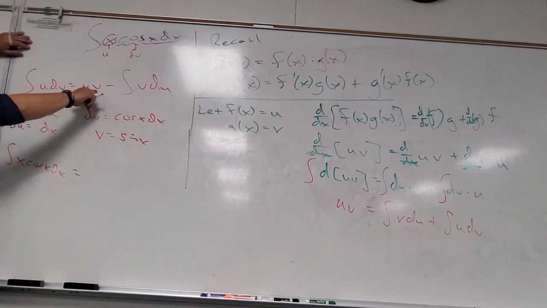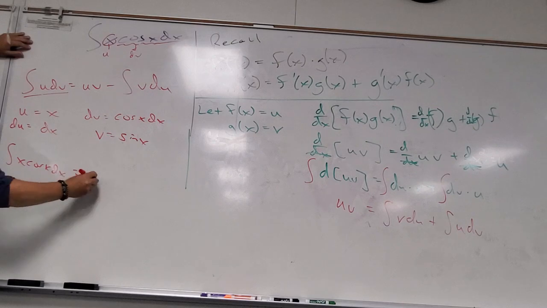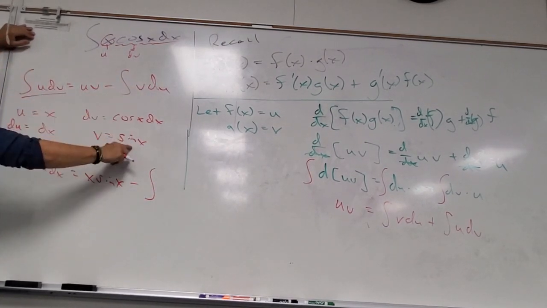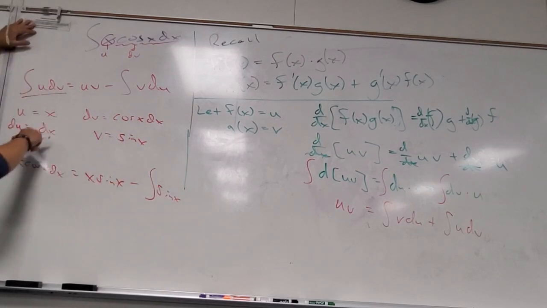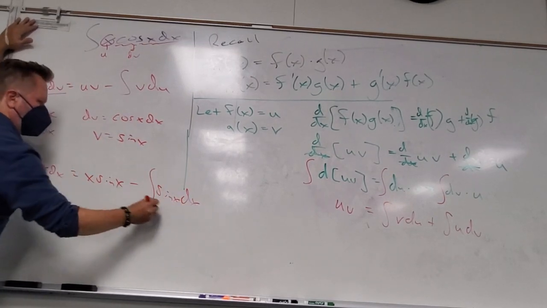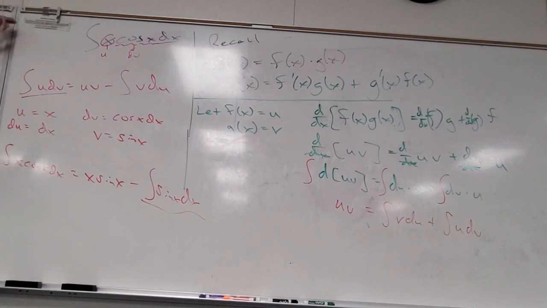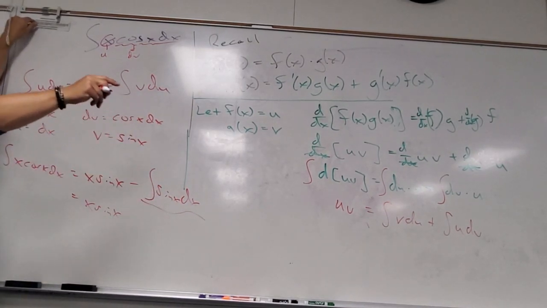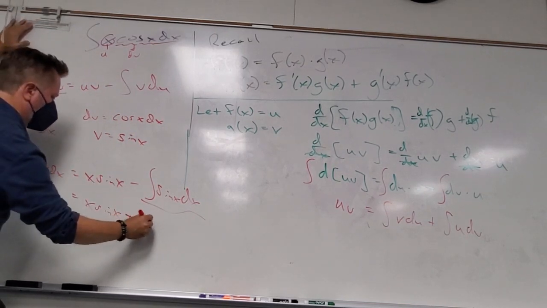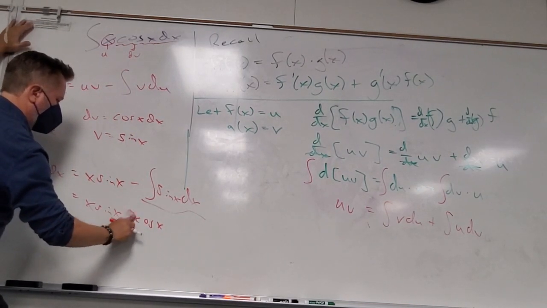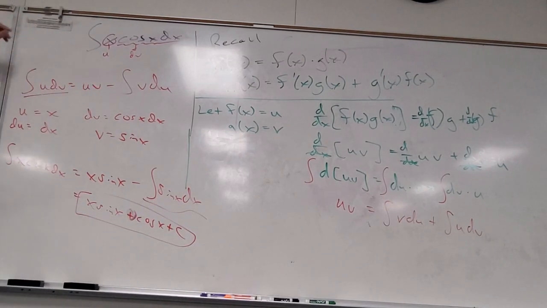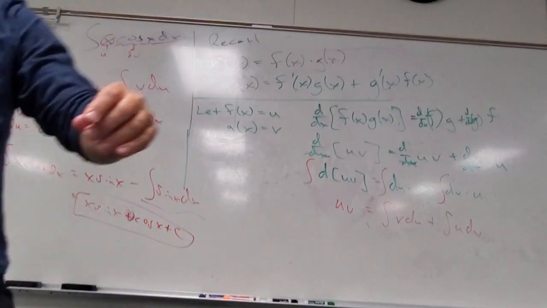equals uv minus the integral of v du. What's that? Yeah, the integral of sine is negative cosine. So that is what it is. Let's check it. How do I check it again? Find the derivative.